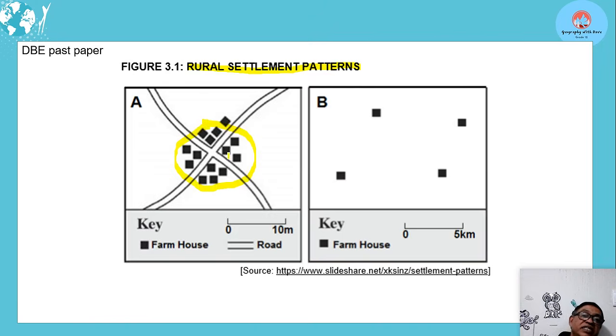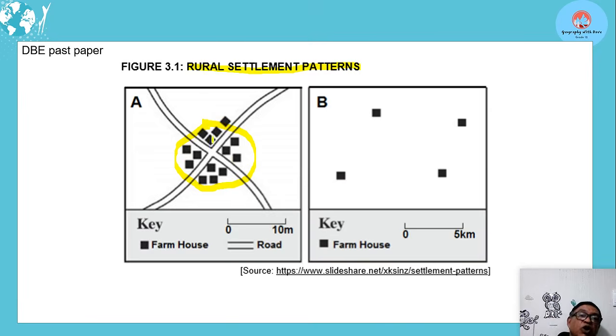Okay. I can see it's more along the crossroads, eh? It's formed around there because of transport. I can see the buildings are close, but my main focus should be on the pattern. I don't need to go into so much detail. All right, it's close together, so it is nucleated.